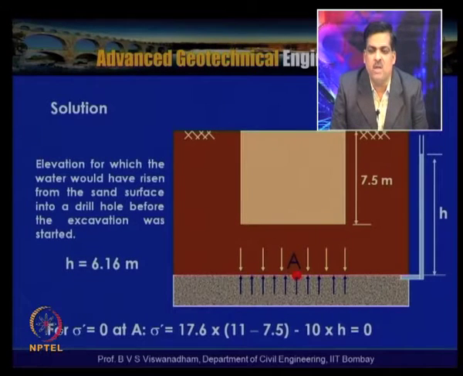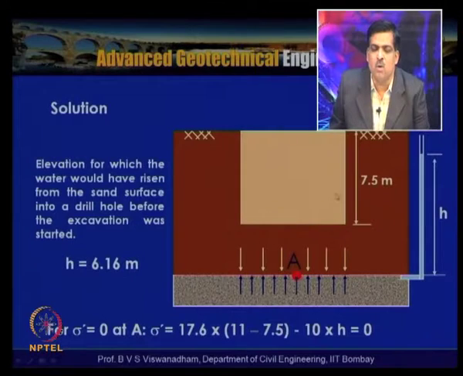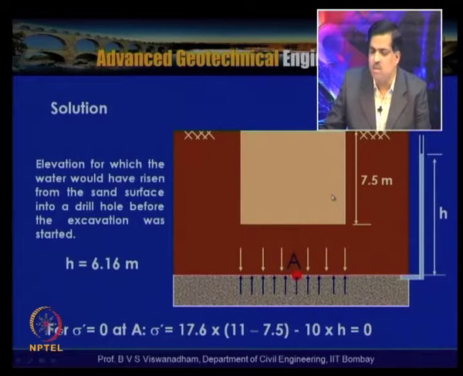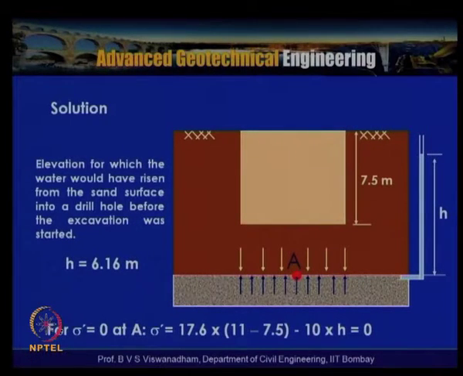That means that when the sand layer at this point is subjected to an artesian head of 6 meters, this head might have caused the so-called heaving of the excavation in that particular problem.